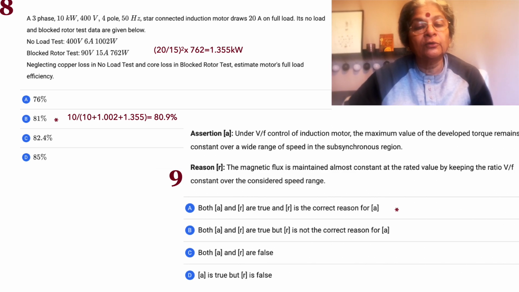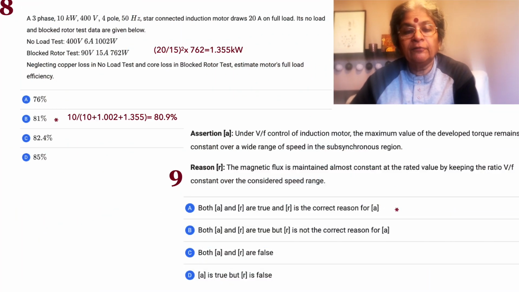So what are the different losses? Only two losses are there now. One is 1002 watts or 1.002 kilowatt and the other is 1.355 kilowatt. So together we have 10 plus 1.002 plus 1.355 as the input. So output by input gives you the efficiency, 80.9, or 81%, as option B.